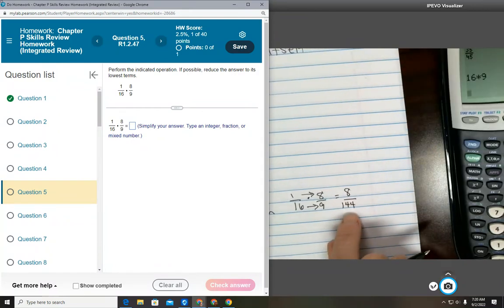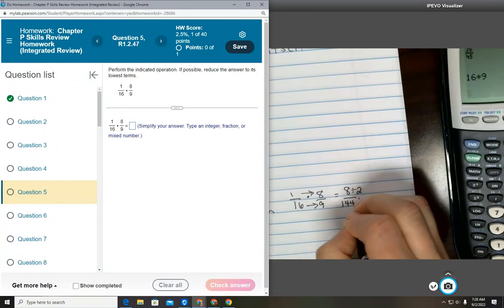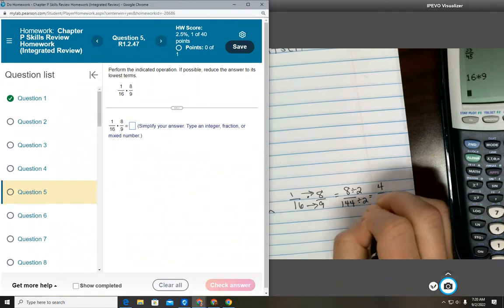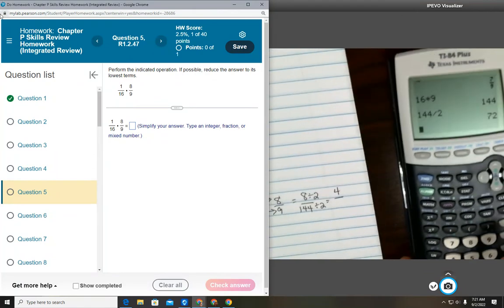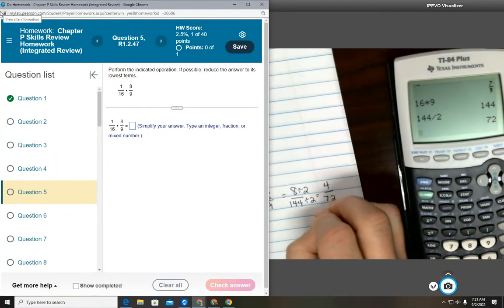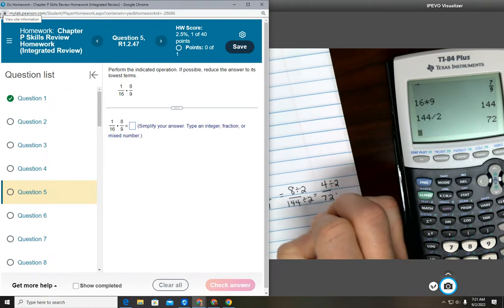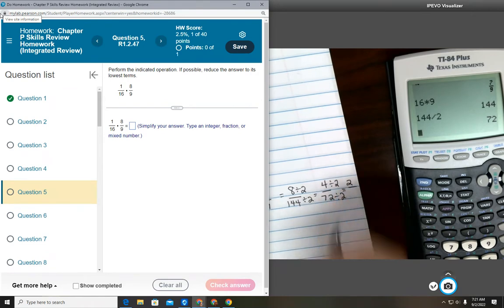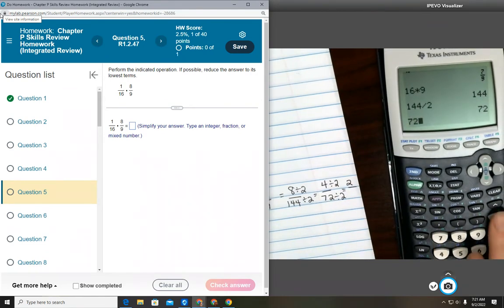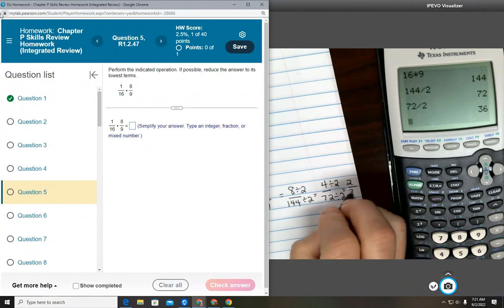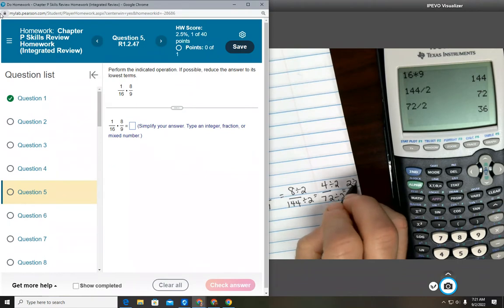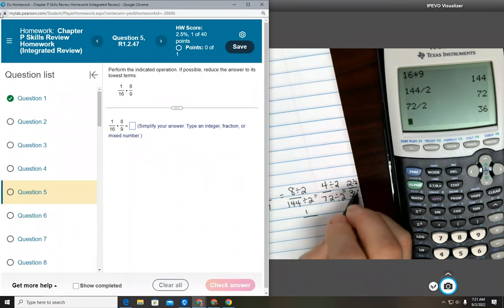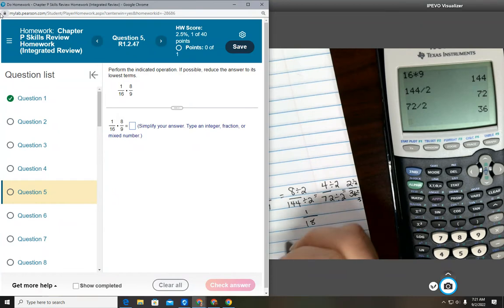Then you would have to reduce it. So I know both of these are even, so I'm going to divide by 2. 4 over 144 divided by 2 is 72. Again, we have evens, so divide by 2 again. 2 over 72 divided by 2 is 36. Those are again evens, so divide by 2: 1. 36 divided by 2 is 18, so you get 1/18.